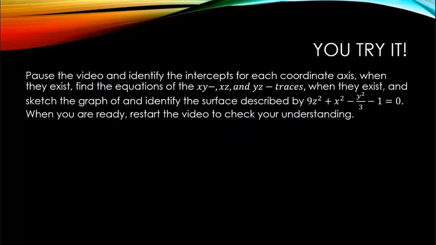Now you get to try it. Pause the video and identify the intercepts for each coordinate axis when they exist, and then find the equations of the xy, xz, and yz traces when they exist, and sketch a graph and identify the surface that is described by the equation 9z squared plus x squared minus y squared over 3 minus 1 is equal to 0. When you're ready, restart the video to check your understanding.